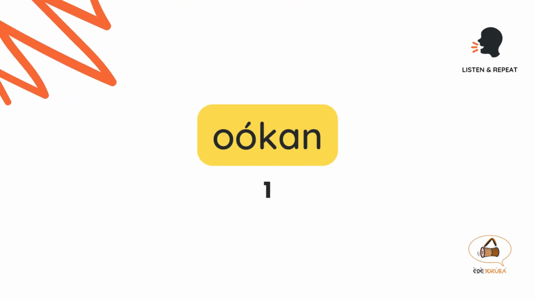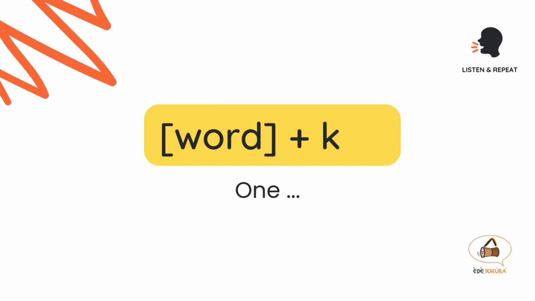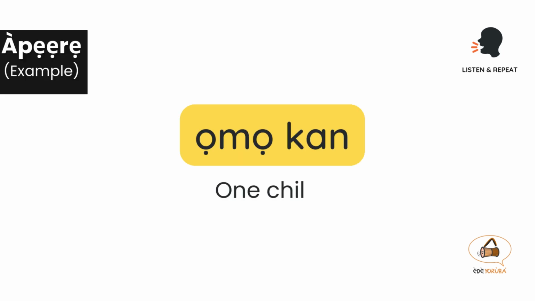Ọ̀kan. Now, when you want to use ọ̀kan with a noun, you remove the O and you just use kan. You put the word plus kan. For example, ọmọ kan means one child. You wouldn't say ọmọ ọ̀kan.